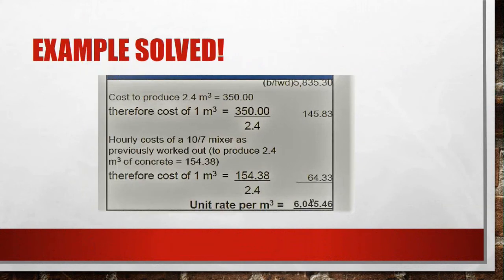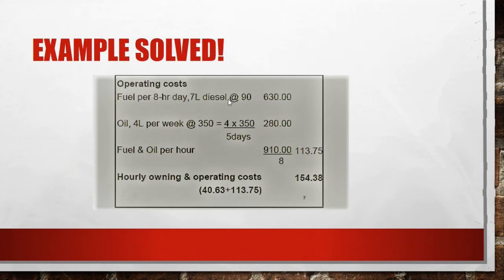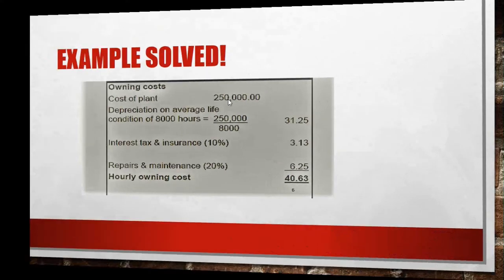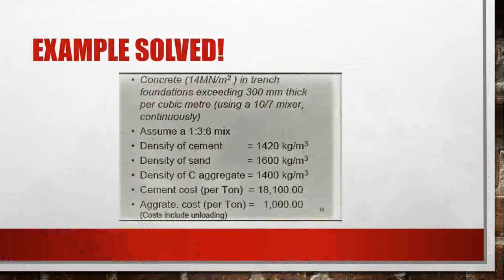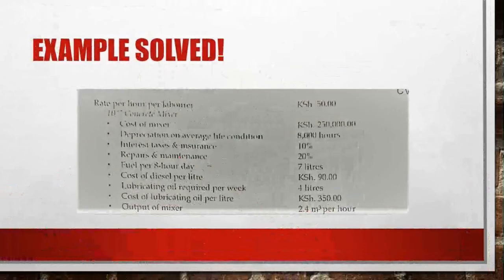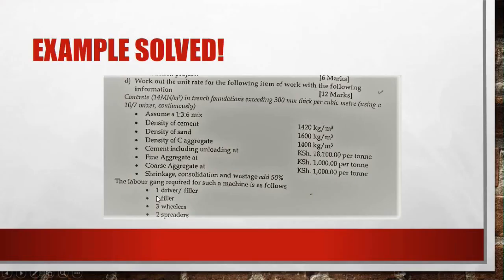Next, we have the cost to produce 2.4 meter cube. It's the same as 350. Since we had the number of workers here being 7, we had labor here, we had 7 workers. That's 1 driver, 1 filler, 3 wheelers, and 2 spreaders. So this one would be 7 workers.